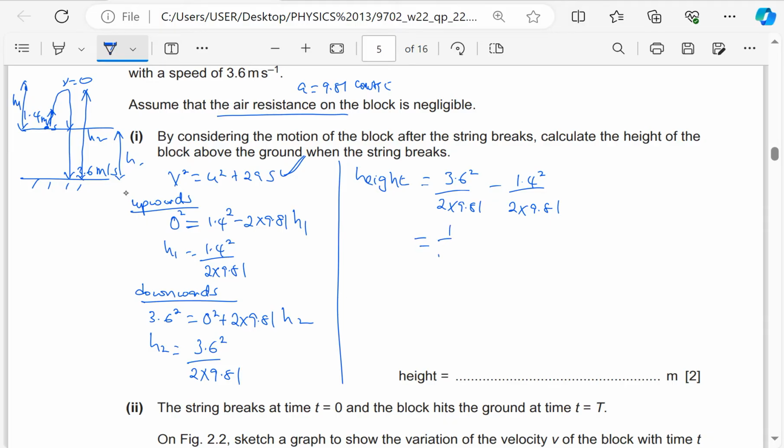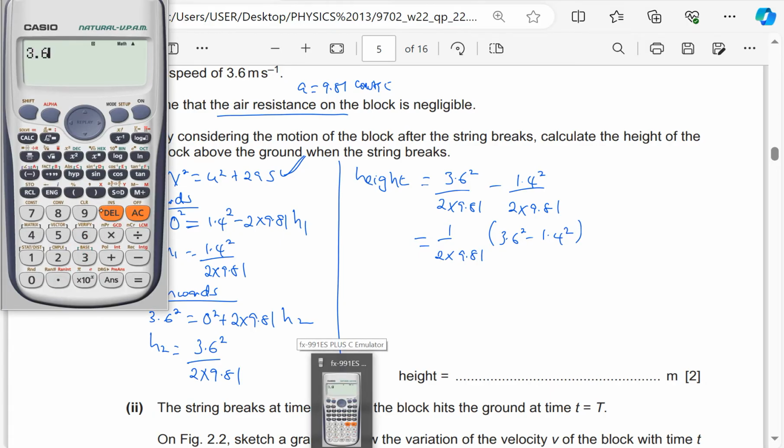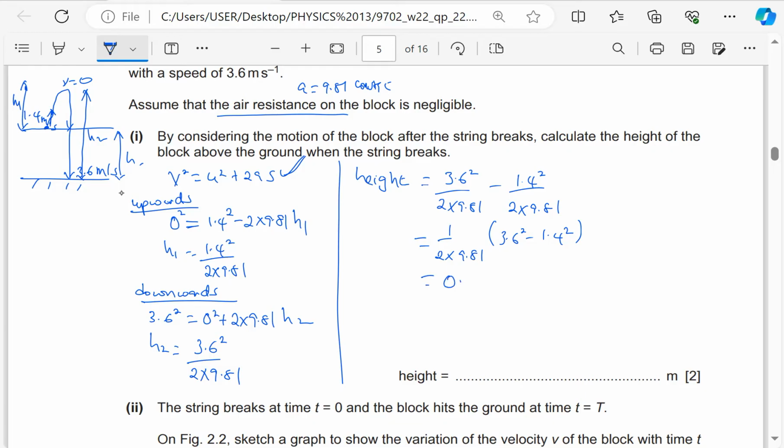Of course, this is the same as 1 over 2 times 9.81 into 3.6 squared minus 1.4 squared. So I'll simply say 3.6 squared minus 1.4 squared divided by 2 times 9.81. So this is giving me 0.560 or 0.56. So that will be the height, h.